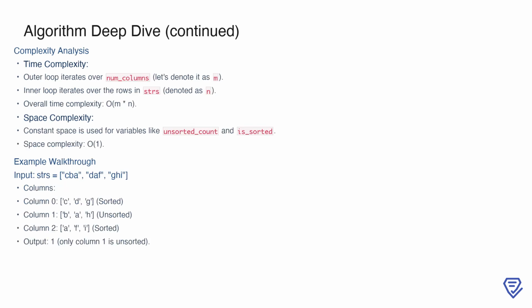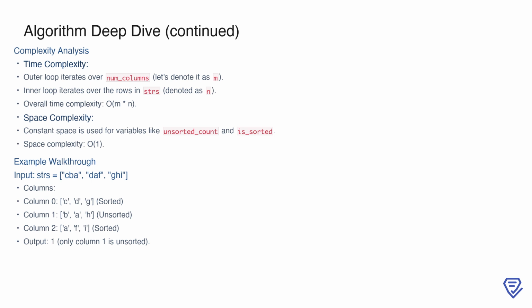Analyzing the algorithm's complexity, we start with the time complexity. The outer loop runs once for each column, so its iterations are proportional to the number of columns, denoted as m. The inner loop checks each row for a given column, iterating n times, where n is the number of rows. This results in an overall time complexity of O(m*n), which is efficient given the problem's constraints. For space complexity, the algorithm uses constant space. Variables like unsorted_count and is_sorted take up fixed space regardless of the input size, so the space complexity is O(1).